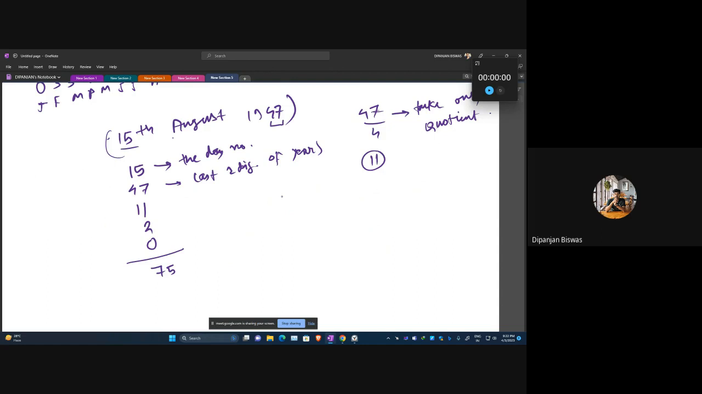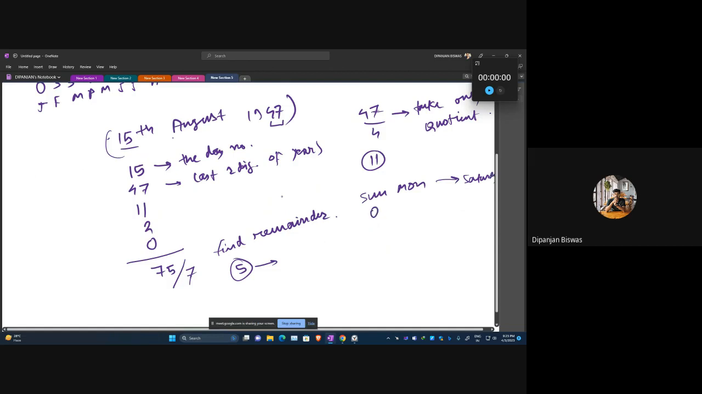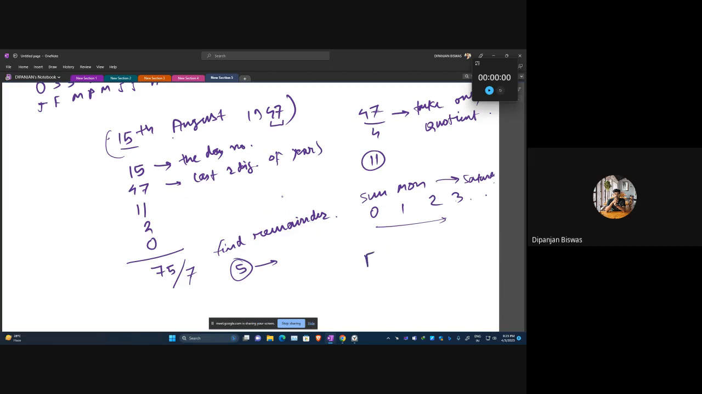Now divide 75 by 7 and find the remainder. If we divide 75 by 7, we have 5 as a remainder. This should give you which day was 15th August 1947. We have days starting from Sunday, Monday, all going to Saturday. Sunday is 0, Monday is 1, Tuesday is 2, Wednesday is 3, in this fashion. So start counting from 0. 0 is Sunday. So Sunday, Monday, Tuesday, Wednesday, Thursday, Friday. So 15th August 1947 should be Friday.